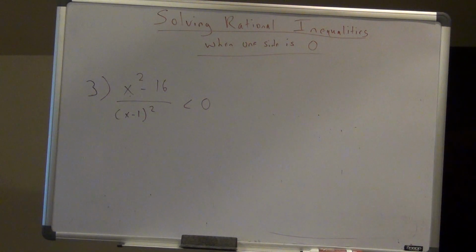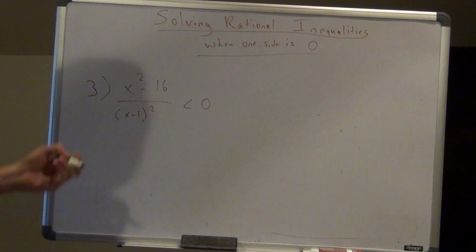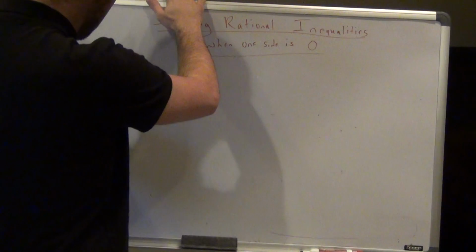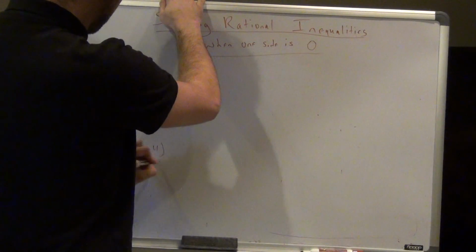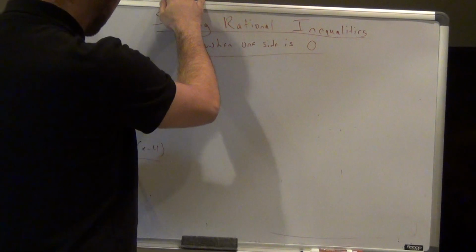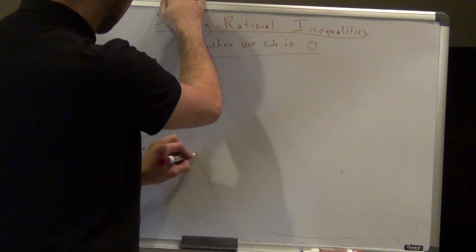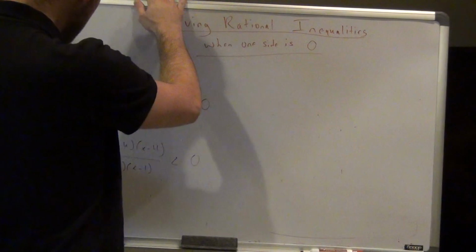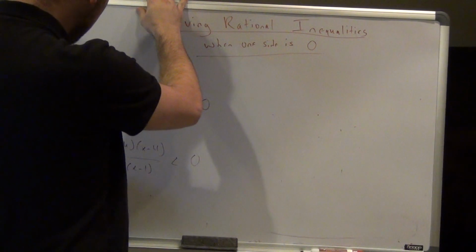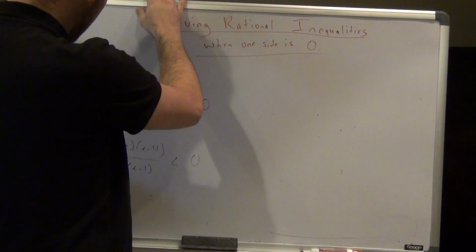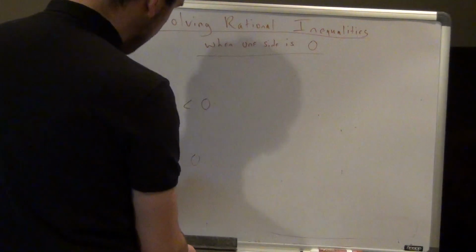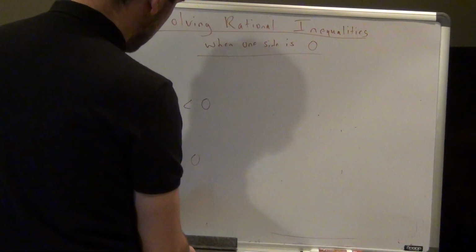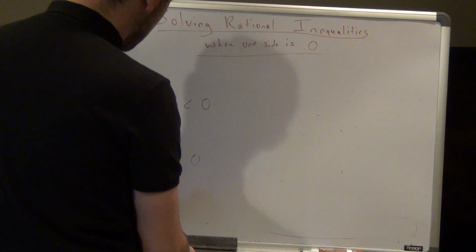All right, so first thing you're going to do, of course, is factor. So this is going to be what? x plus 4, x minus 4. You want to expand this out. It's going to be x minus 1, x minus 1. All right, so the numerator is going to equal 0 at 4 and negative 4. Hopefully we got that. The denominator is going to be just 1.